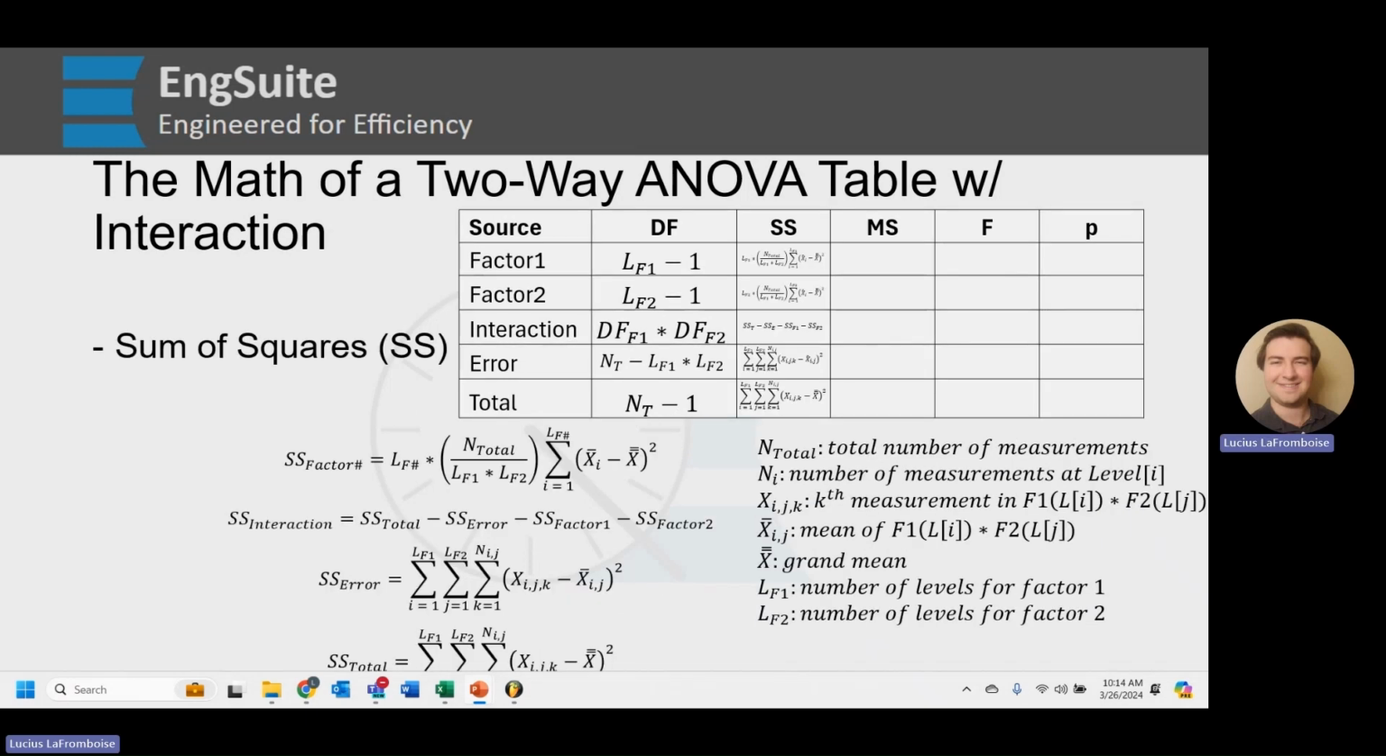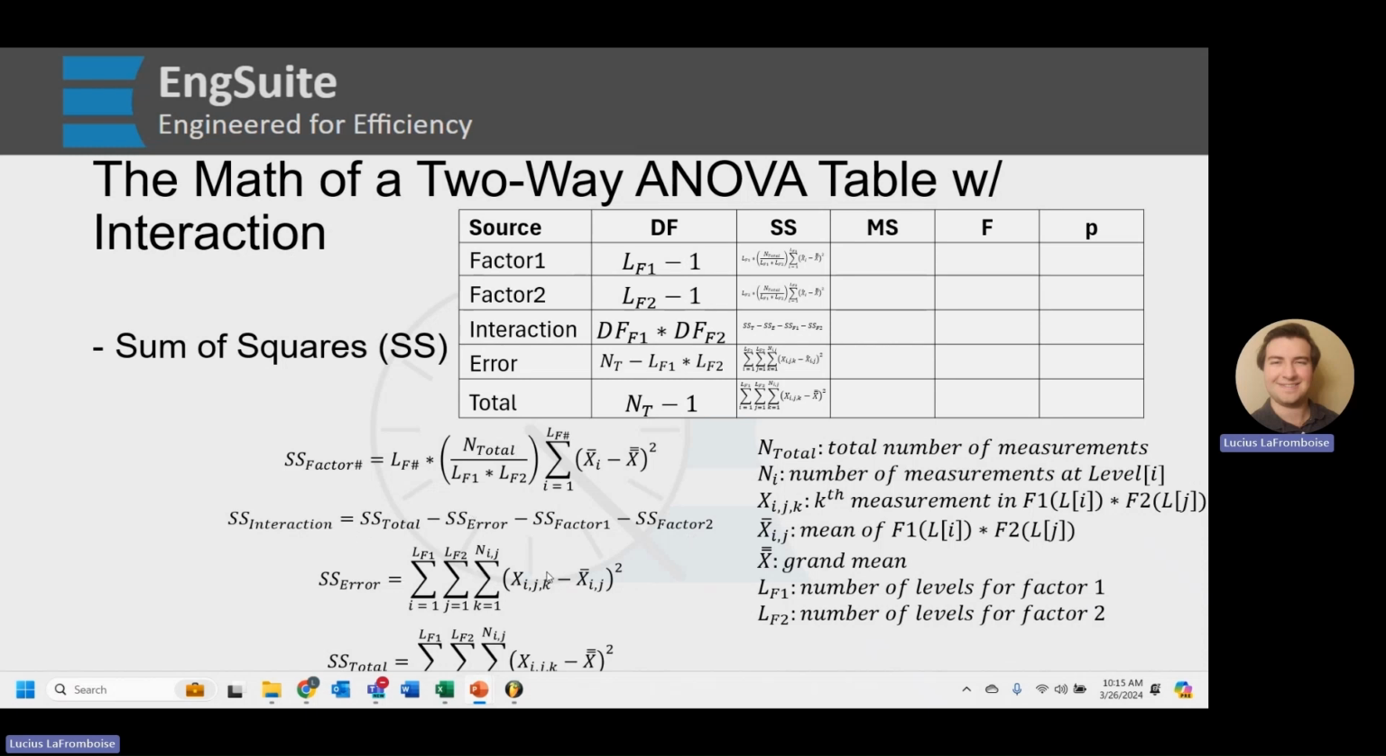So sum of squares, this is where it gets a little bit more complicated. So here the different factors are the same, just switching out the factor groupings. So the sum of squares for each factor is the number of factor levels for that factor times the total number of measurements over both factor levels multiplied together times the sum of the squared deviation of each group mean minus the grand mean. So each group mean is the mean of each level. And then SS interaction is going to be our total minus error minus factor 1 minus factor 2.